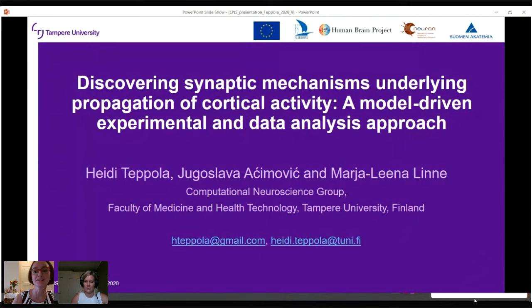So I'll finish your introduction. So Heidi Teppola is a doctoral student at the Faculty of Medicine and Health Technology at Tampere University. And her oral presentation is going to be titled Discovering Synaptic Mechanisms Underlying the Propagation of Cortical Activity: a model-driven experimental and data analysis approach.